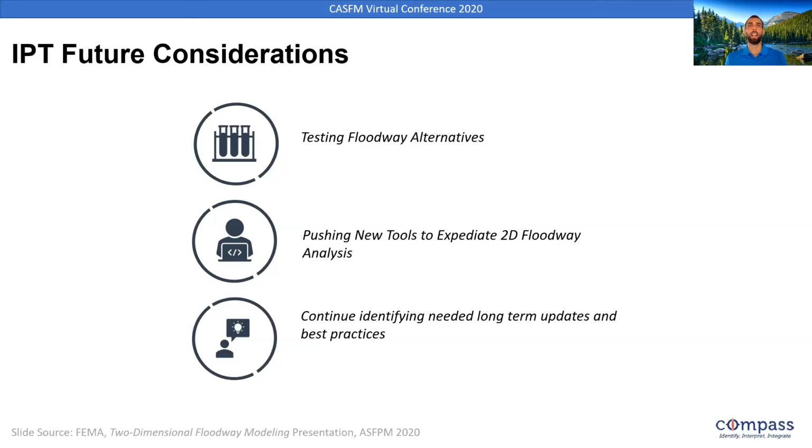The IPT isn't finished, and future meetings of the IPT will look to continue tackling those short-term issues as well as addressing some of the longer-term questions. Some main future considerations for the IPT will be testing different floodway alternatives to see if there's an alternative to the encroachment-based approach or just a refinement to encroachment-based floodways that could better reflect the technology that we have. FEMA is also pushing new tools to expedite 2D floodway analysis in order to make it more cost competitive to do 2D floodways and recognize the advantages of that technology. And FEMA will continue to identify long-term needs and best practices to continue pushing floodway development.